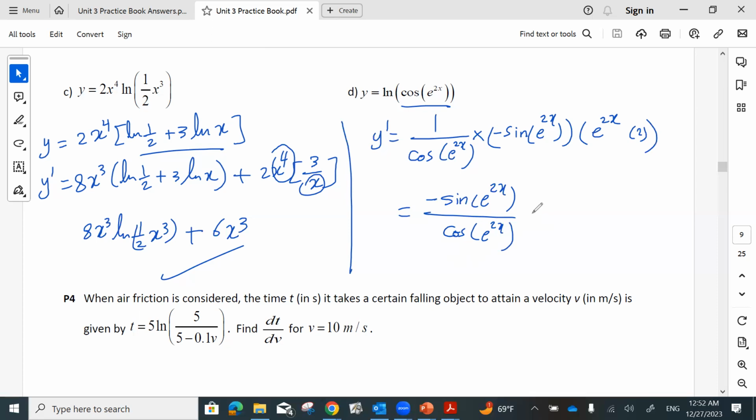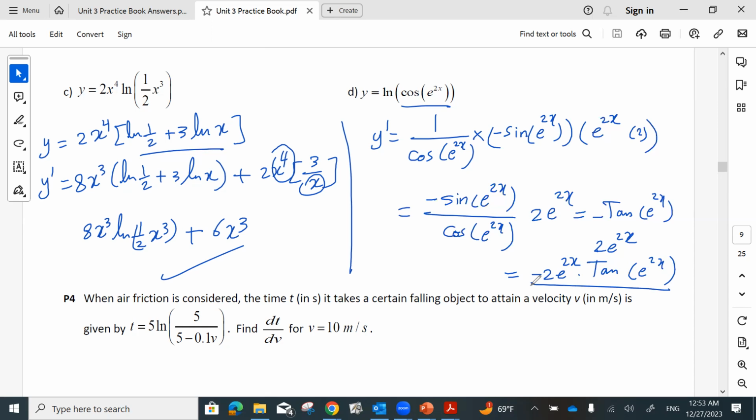times 2e to the power 2x, which is negative tan, since sine over cosine is tan, of e to the power 2x, times 2e to the power 2x. The final answer is negative 2e to the power 2x times the tangent of e to the power 2x. And this is the last answer.